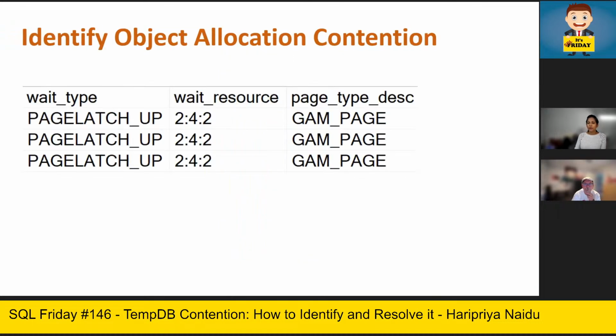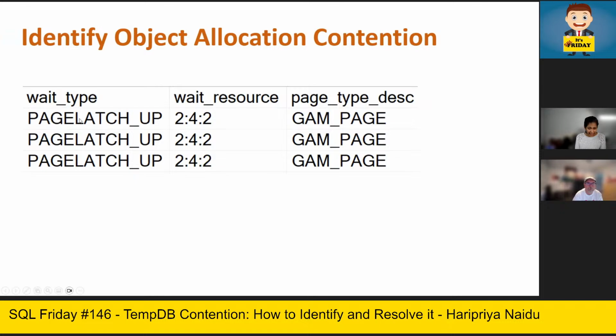Okay, so now we know how this object allocation contention occurs. It's because of too many DML operations trying to acquire a latch on PFS, GAM, and SGAM, and that causes contention, right? Now let's see how to identify it. I will show you in the demo shortly the query to run so that you can get this information. But for now, I've just grabbed a screenshot to show you.